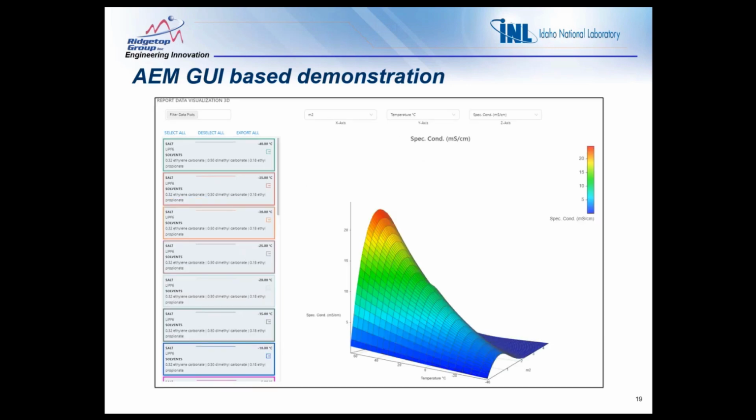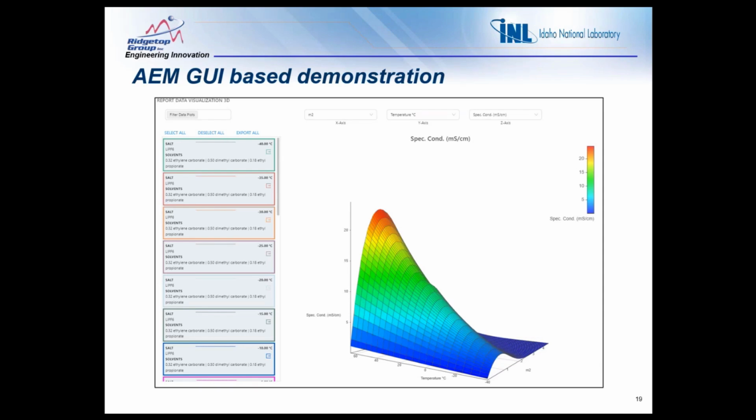Another great inclusion in our AEM model, or particularly the GUI, is the 3D plot. This offers great qualitative insights about each of the parameters and the physics behind them. For example, specific conductivity. We know that specific conductivity in general increases with temperature. And with the help of this 3D plot, you can visually see how the specific conductivity increases over temperature, and also how it depends on the molality or the concentration profiles.